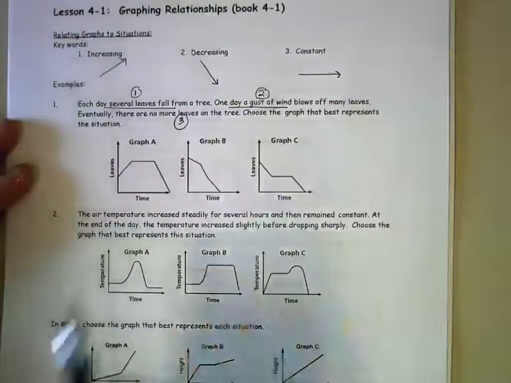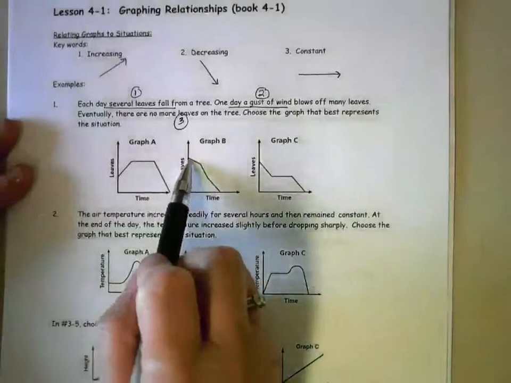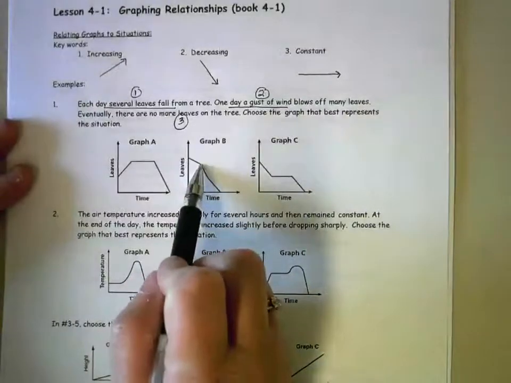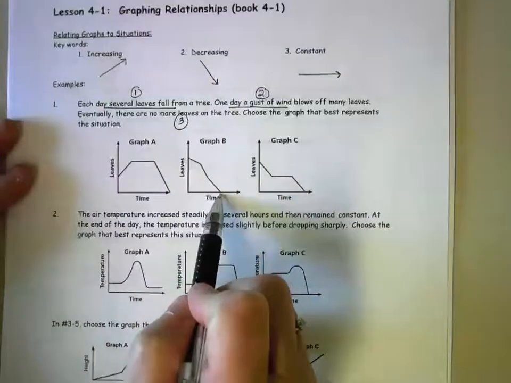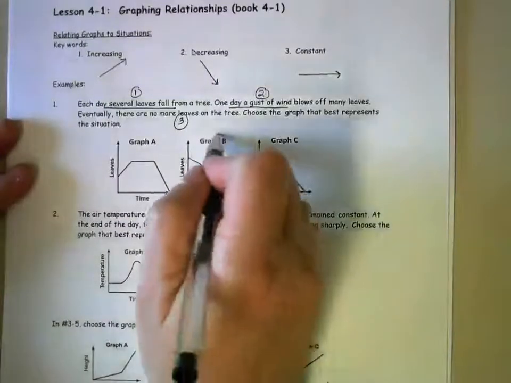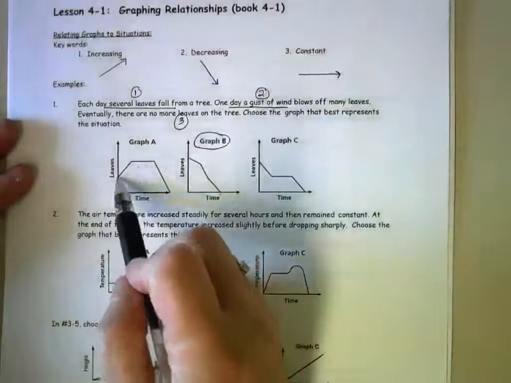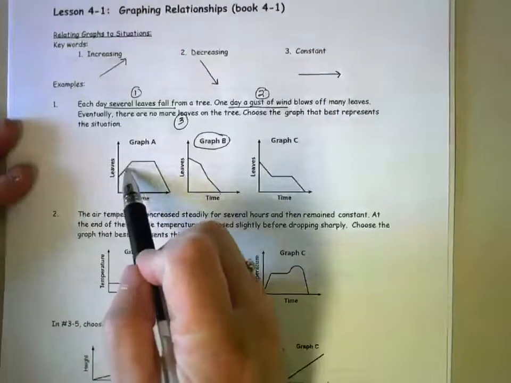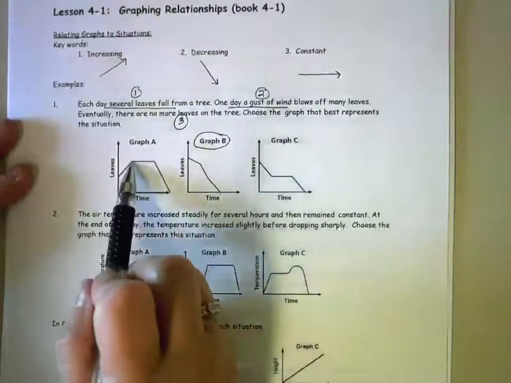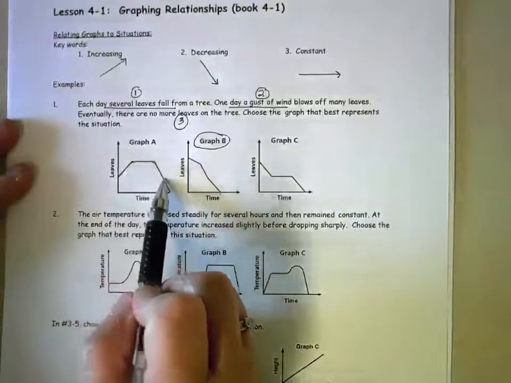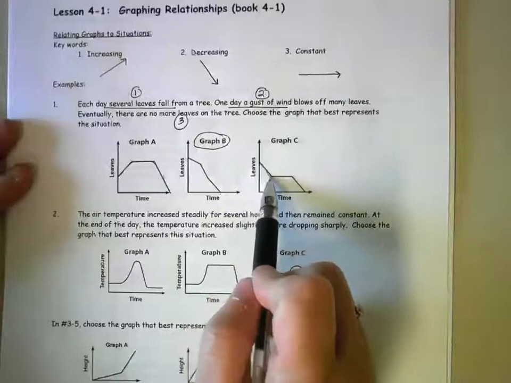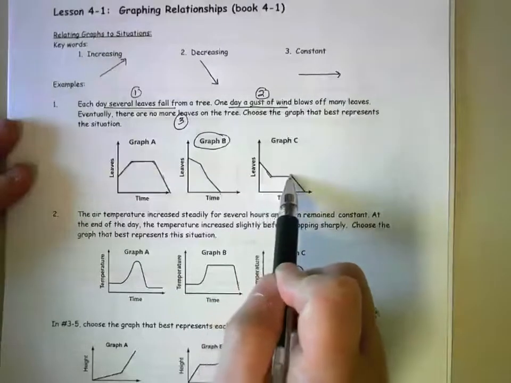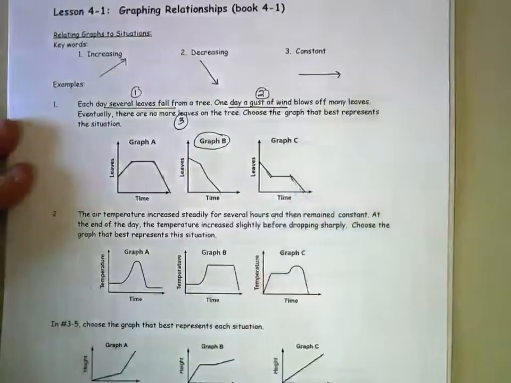So this one matches up with graph B. This is several leaves falling. This is the huge gust where it drops very sharp, and then they each fall, and eventually there are no more leaves on the tree. This would show an increase of leaves, like in the spring when the leaves go on, and then this would be through the summer, and then this would be in the fall. And this one would be leaves falling off a tree, like a huge gust of wind, and then no wind for a while, and then another gust that blows the rest of them off.